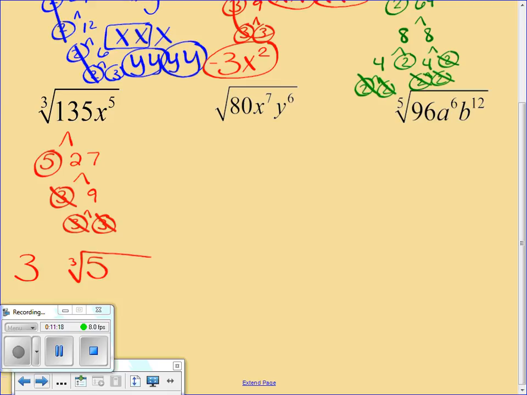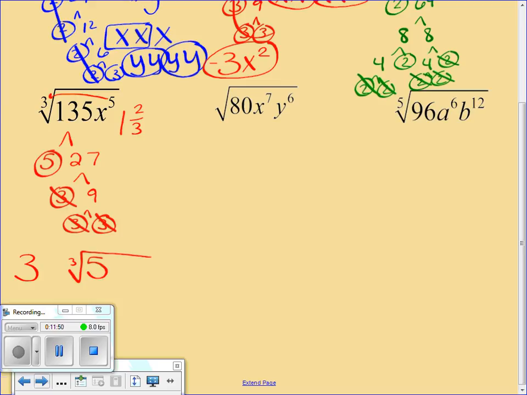Yep, just like when we did square roots before. All right, and then x to the 5th. So 5 divided by 3 is... it's 1 2/3. Painful. We're doing 5 divided by 3, which is 1 2/3.